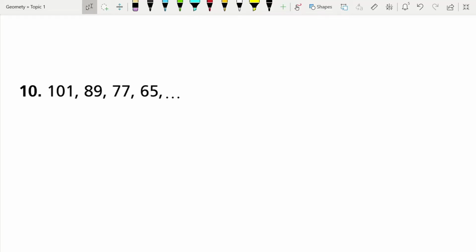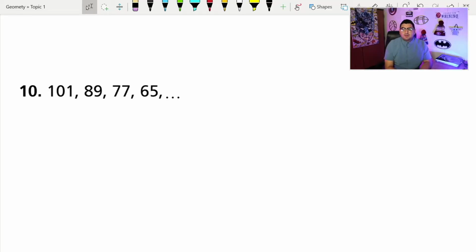Today's topic, inductive reasoning. Let's get started. To start off today, we're going to look at this pattern and see if we can find the next three numbers to this pattern. The pattern begins at 101, then it gets to 89, 77, 65, and our goal is to find what are the next three numbers that would follow after this.